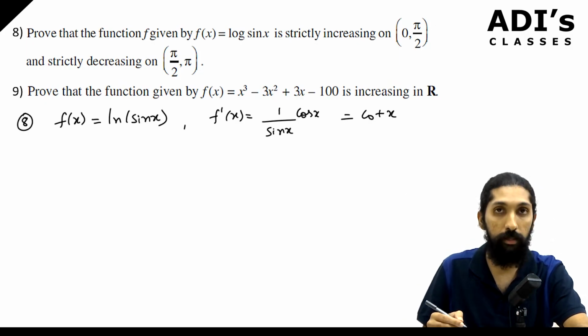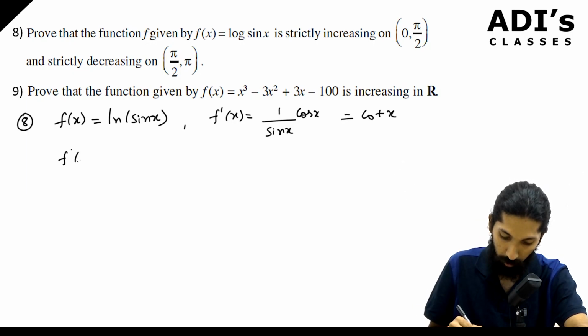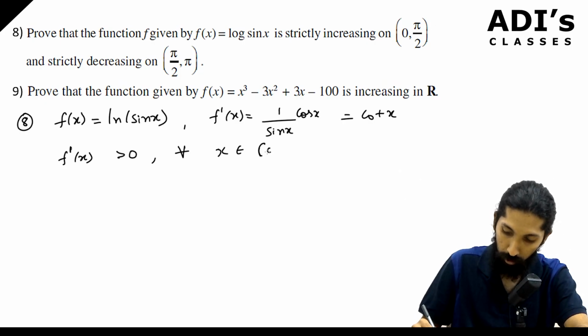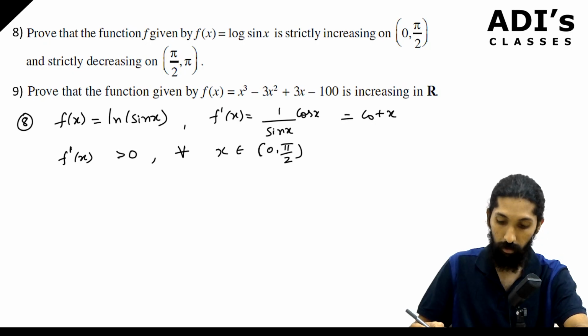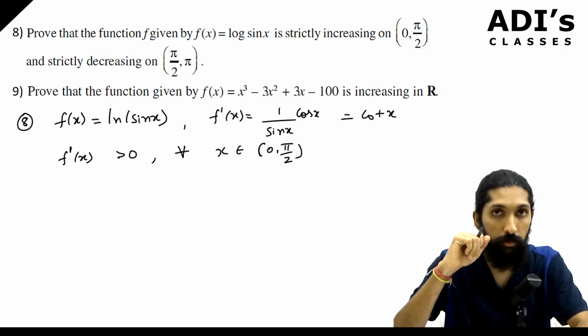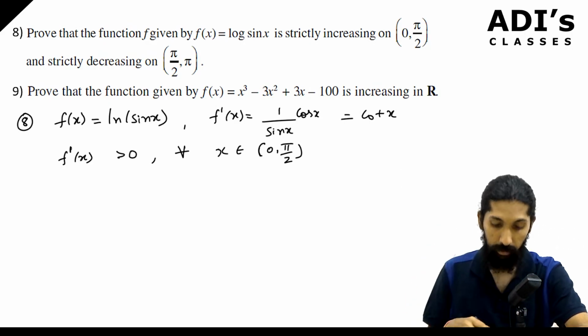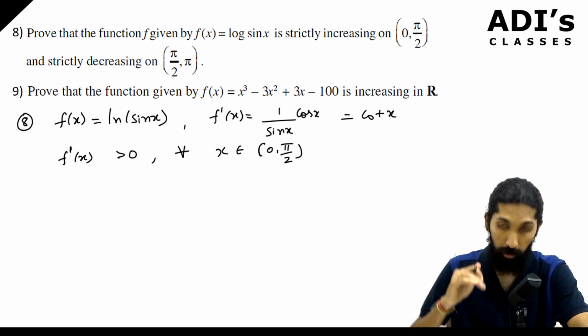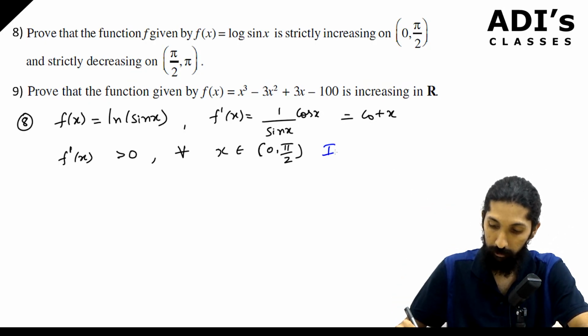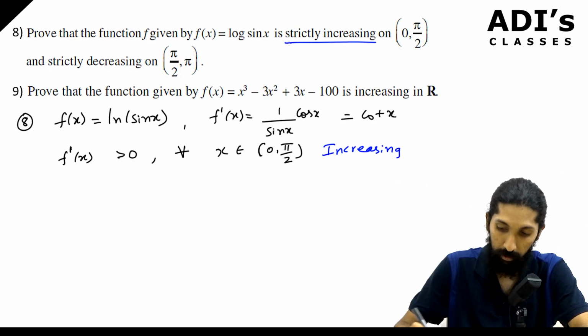Now we all know that cot x is positive in the first quadrant, right? So what do we have? f dash of x is greater than 0 for all x belonging to 0 to pi by 2, because cot x is positive in the first quadrant. Directly we can say that f dash is positive. So since f dash of x is greater than 0, this is an increasing part, which we were supposed to prove and we just proved it. So it is strictly increasing.